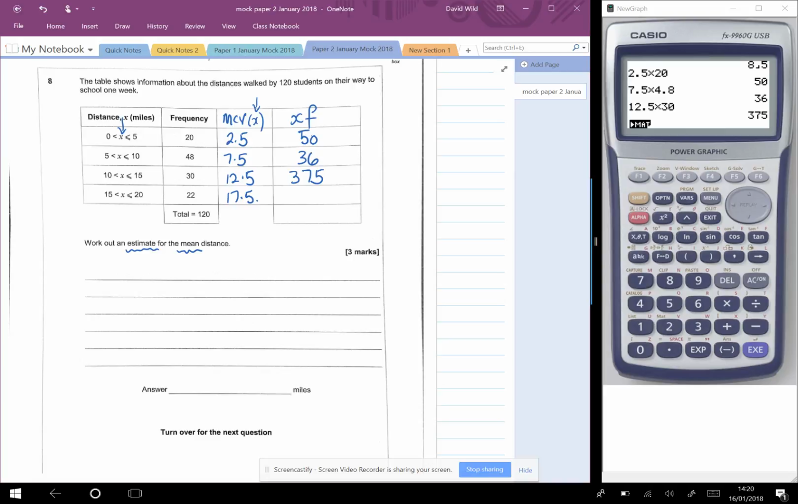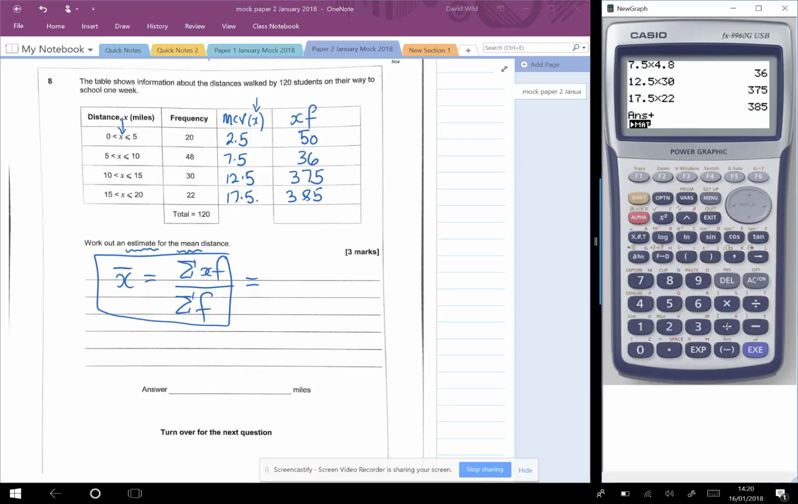And now 17.5 times 22, that's 385. Okay, now the mean, which we write x bar, is all of the xf's added together divided by the sum of the frequencies. You need to remember that. Sum of the xf's is this total here. Notice they give us a nice total column there.